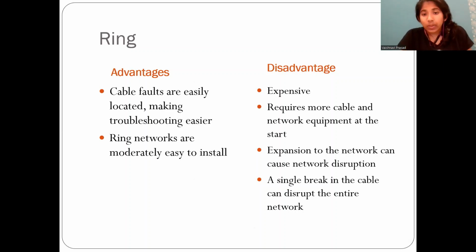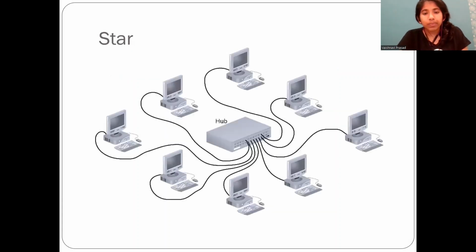Now, disadvantages: it is very expensive because the topology is in a circular fashion and requires more cable and network equipment at the start. Expansion: compared to bus topology, it requires more cable and network equipment. Expansion to the network can cause network disruption. A single break in the cable can disrupt the entire network. So these are the disadvantages.